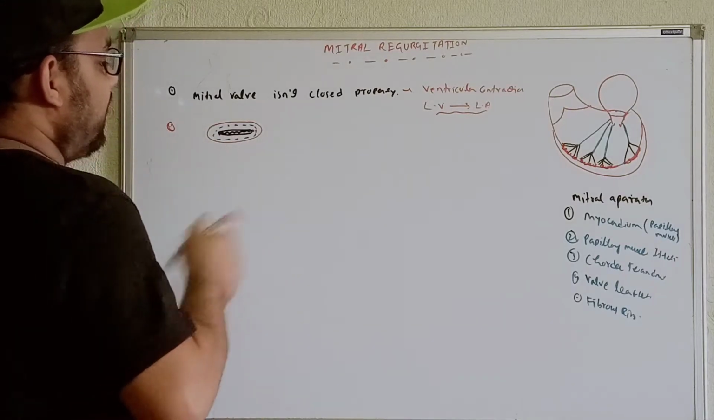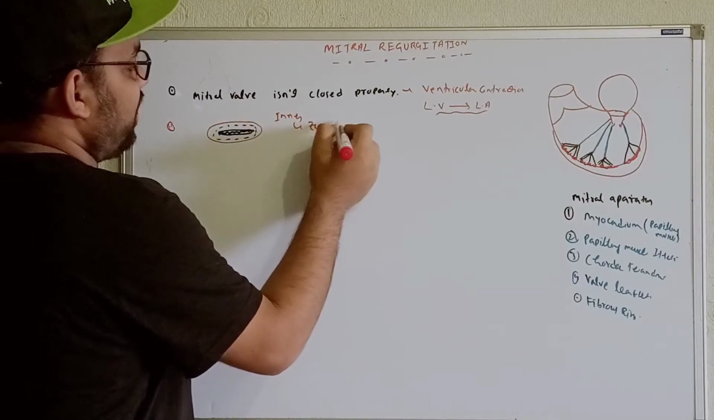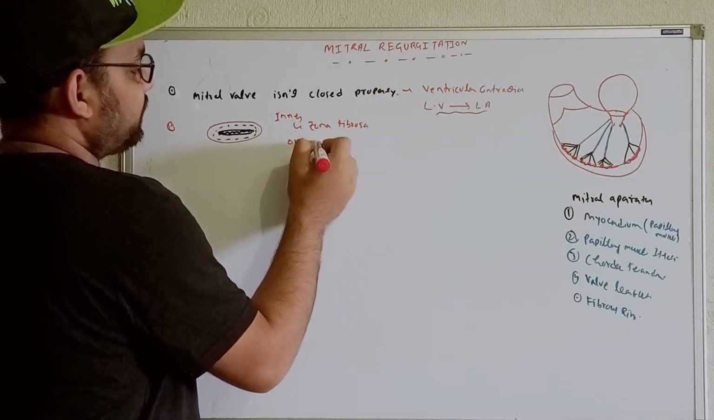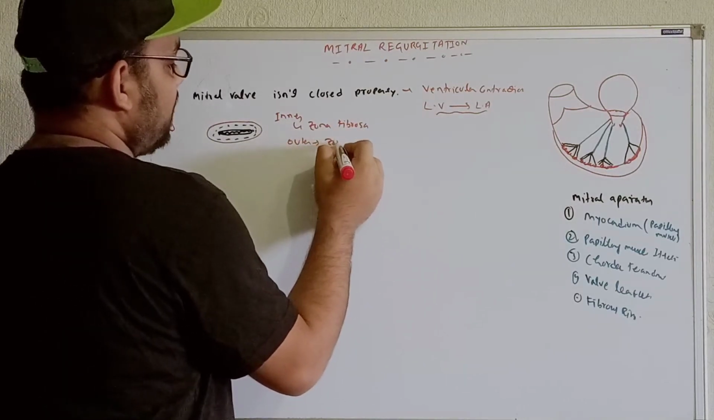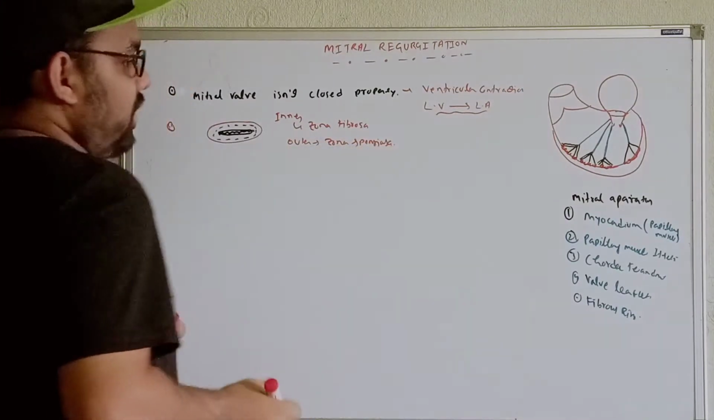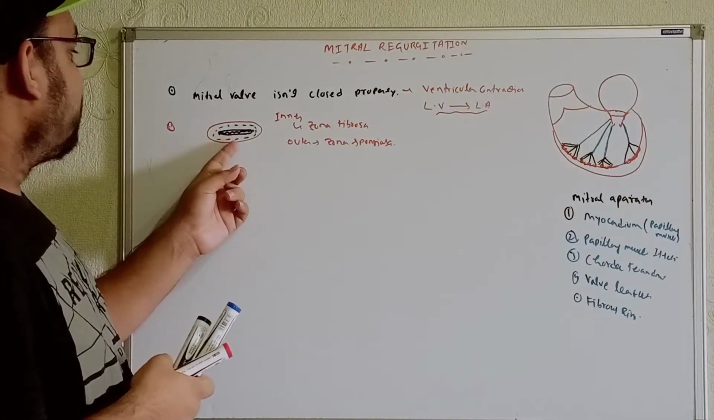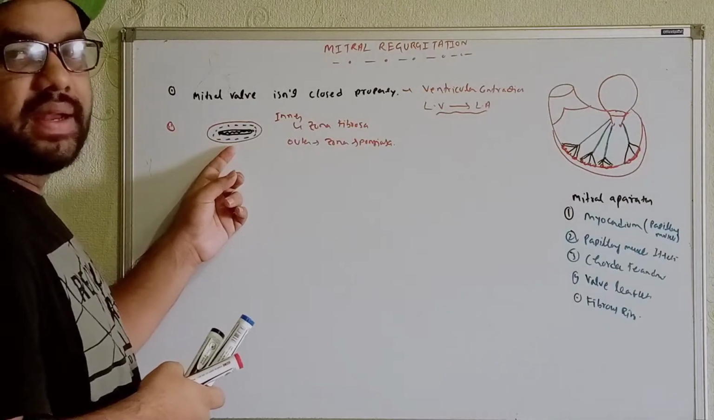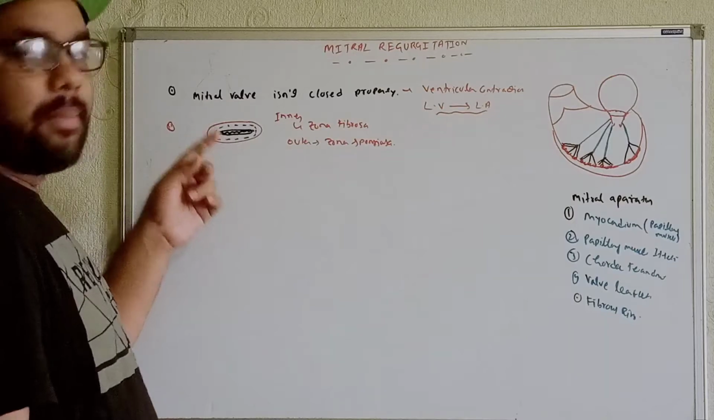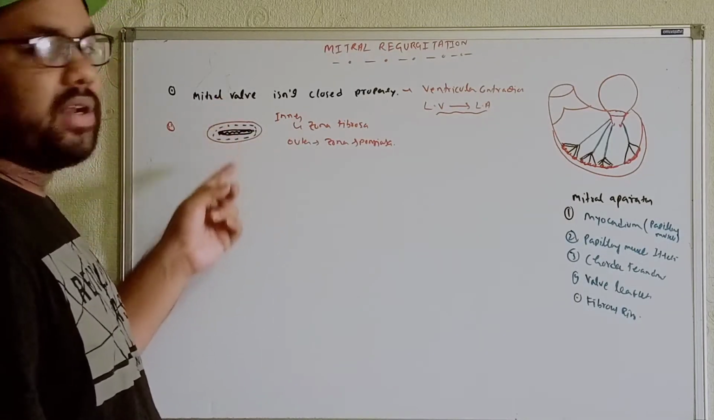The inner side structure is known as zona fibrosa, and the outer one is known as zona spongiosa. Now see from here, if we get any kind of problem over here, for example, any kind of myxomatous degeneration of these structures, then we can get the development of mitral valve prolapse and the mitral regurgitation.